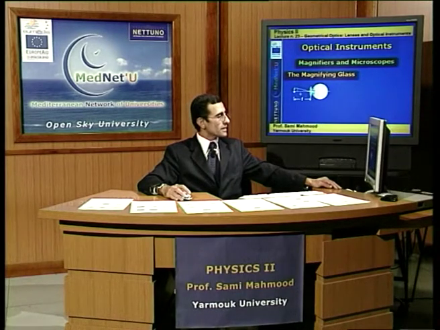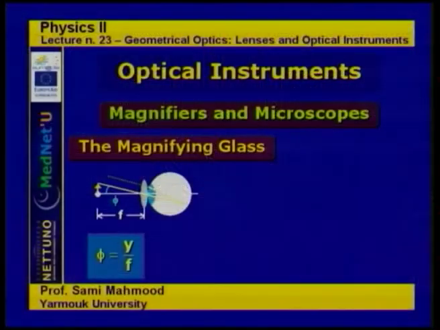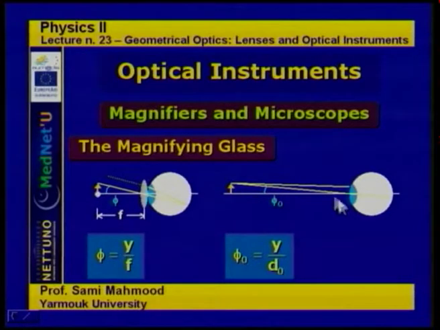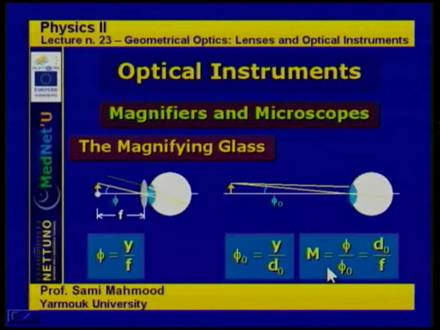And now, how does the case look if the object is at the focal point of the lens? Then the image is at infinity, and the angle phi is simply y, which is the height of the object, divided by the distance f. This is actually tangent phi, not phi, but because the object is very small, y is very small with respect to f, so tangent phi is equal to phi. Similarly, if we view the object directly at the closest distance, at the distance d naught, which is the clear distance of vision, then phi naught is equal to y, also the height of the object, divided by d naught. And the magnification is simply phi over phi naught, which is d naught over f.